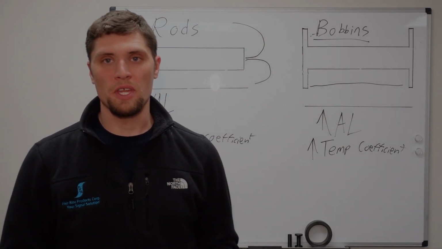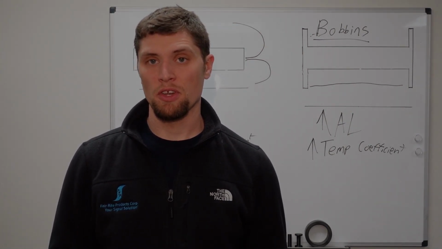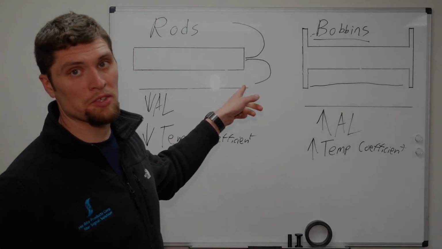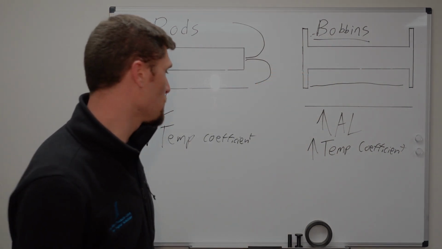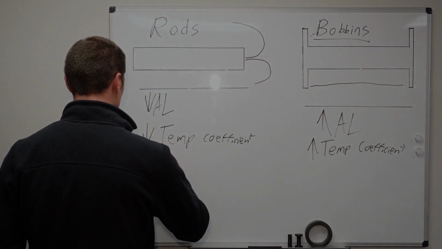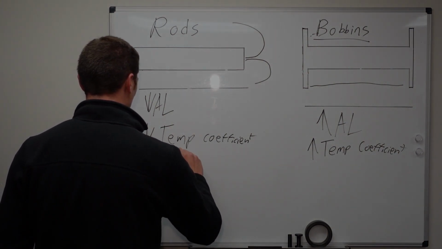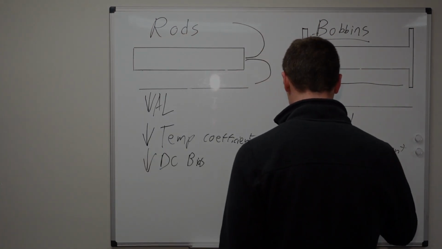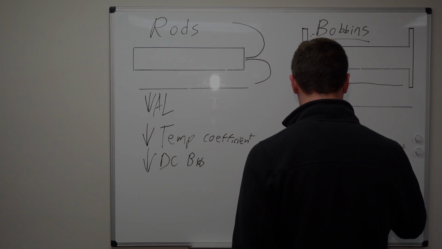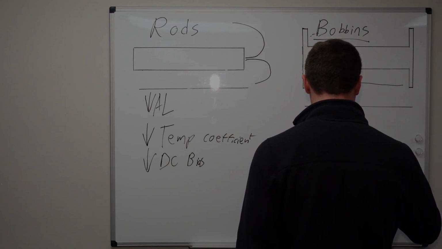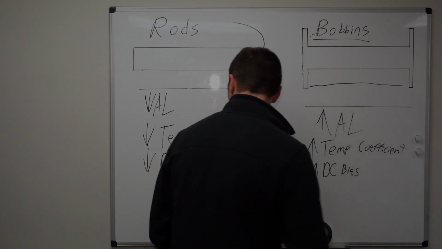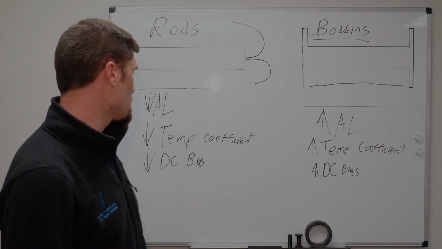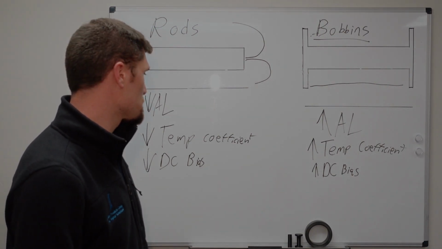And the same thing can be said with a high DC bias current. So having a very large DC bias current is going to affect a rod type core less than it will a bobbin type core. So we have our AL, temp coefficient, and DC bias.